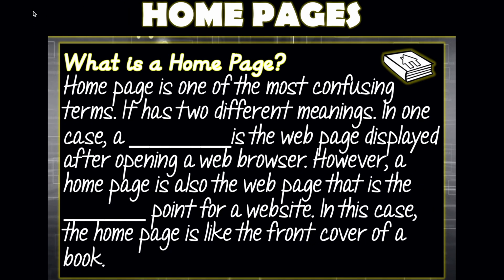What exactly is a home page? A home page is one of the most confusing terms. It has 2 different meanings. In one case, a home page is the web page displayed after opening a web browser. However, a home page is also the web page that is the starting point for a website. In this case, the home page is like the front cover of a book.